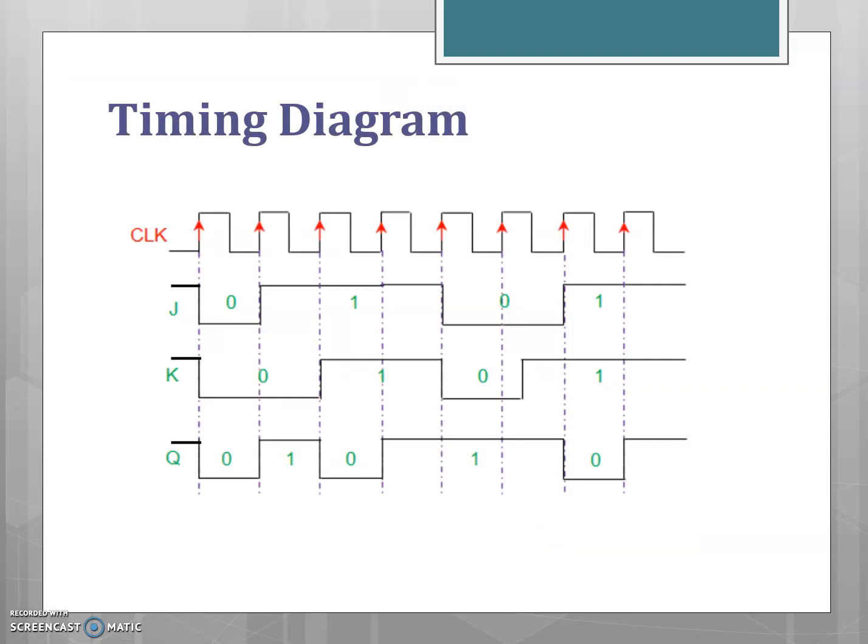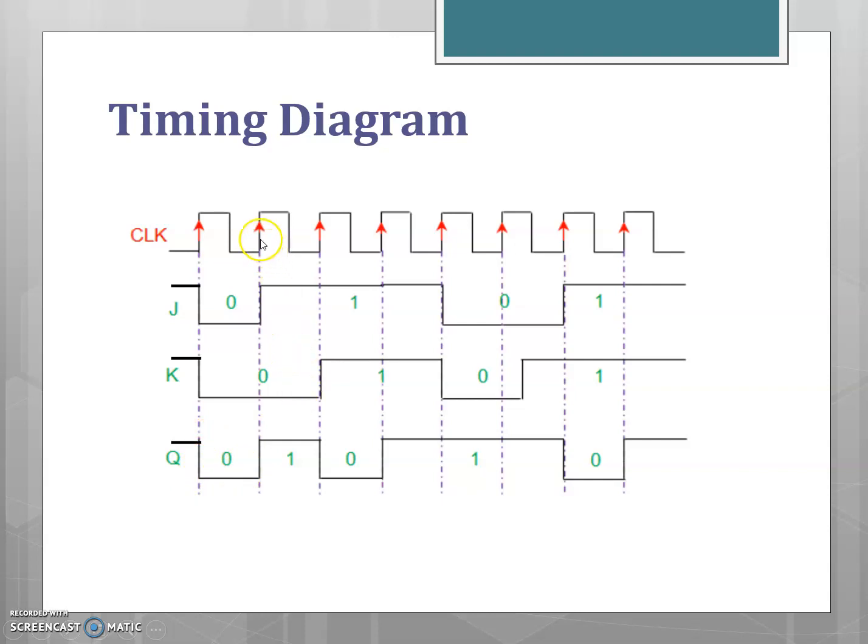So now, representing using the waveforms, for the J and K input given, we'll draw the output Q. At the rising edge of the clock, J equal to 1 and K equal to 1. So when J equal to 1 and K equal to 1, the output Qn plus 1 is a complement of the previous value. The previous value is 1, so now the output is complemented, so it is 0.